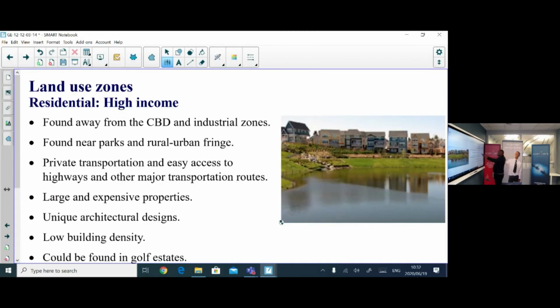So this is the high income zone that is being talked about here, which is found away from the CBD and industrial zones, near parks and the rural urban fringe. It has private transportation and easy access to highways and other major transportation routes, large and expensive properties, unique architectural designs, and low density. They could be found in golf estates.